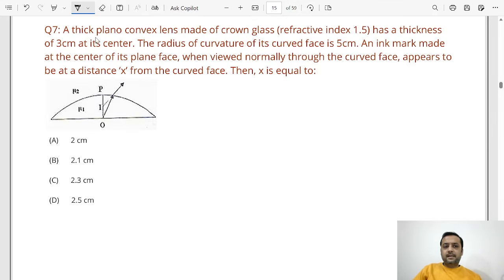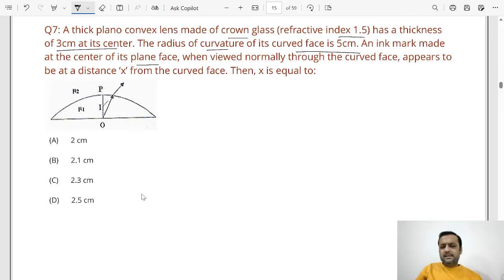Then here, a thick plano convex lens made of ground glass of refractive index 1.5 has a thickness of 3 centimeter at its center. Radius of curvature of its curved surface is 5 centimeter. An ink mark made at the center of its plane surface, when viewed normally through the curved surface, appears to be at a distance x from the curved face. Then find x.